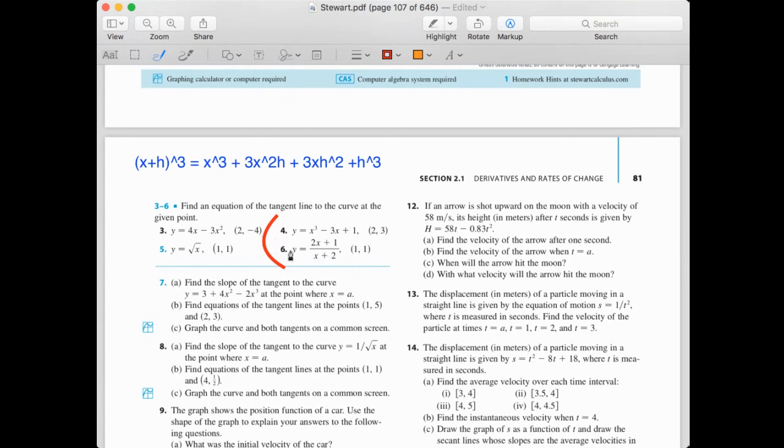Okay, let's try 4 and 6. I'm going to call people, or maybe you volunteer, or maybe I'd like to call some people today, especially those people who haven't presented yet.